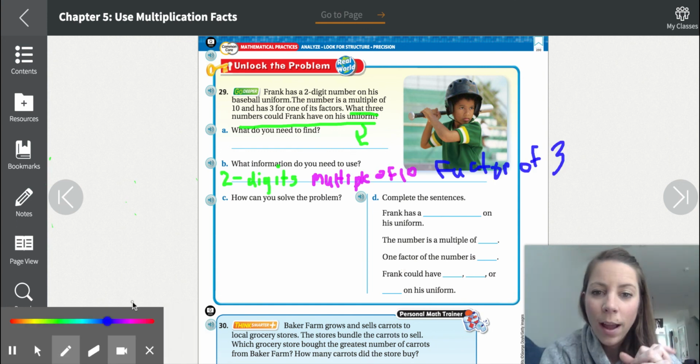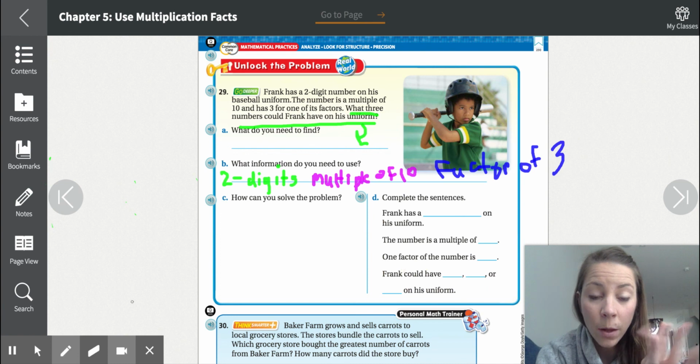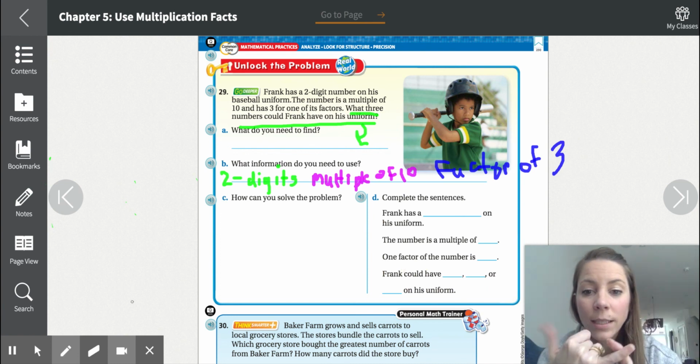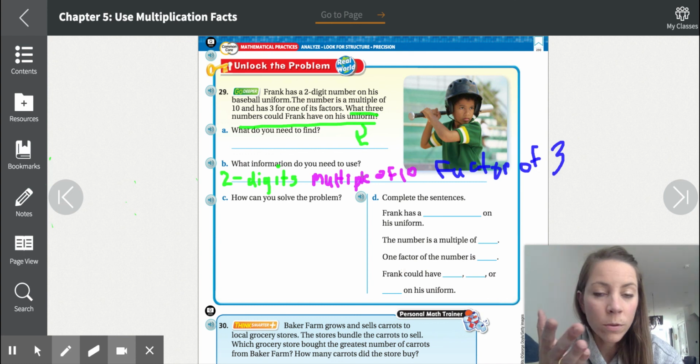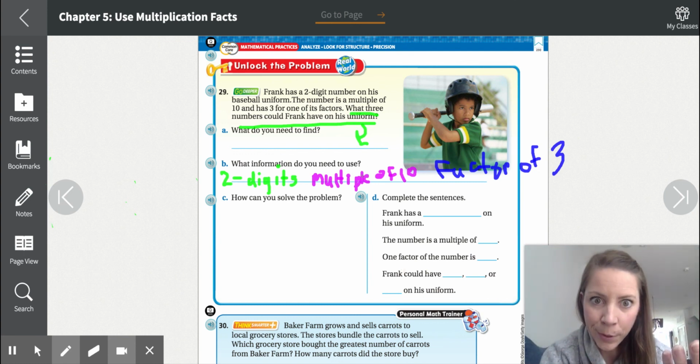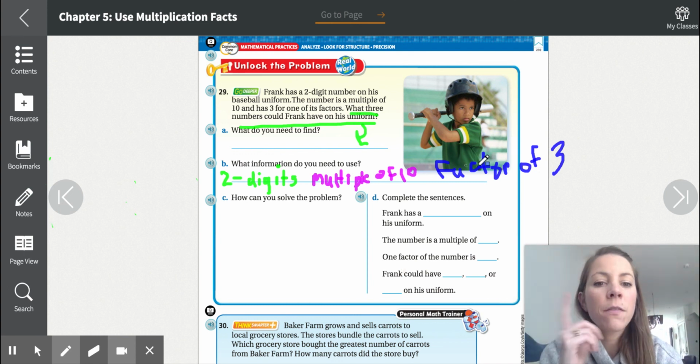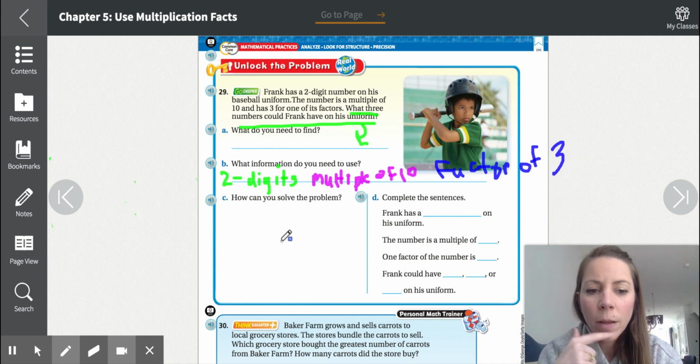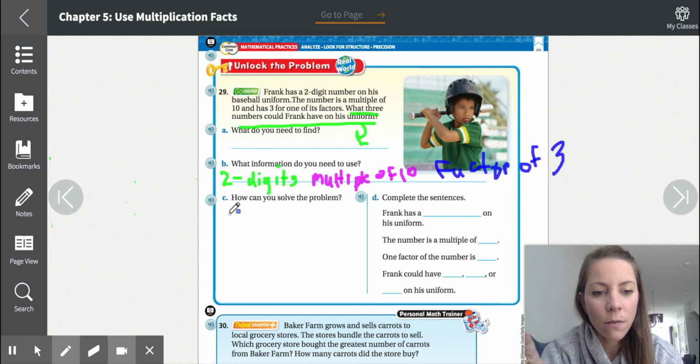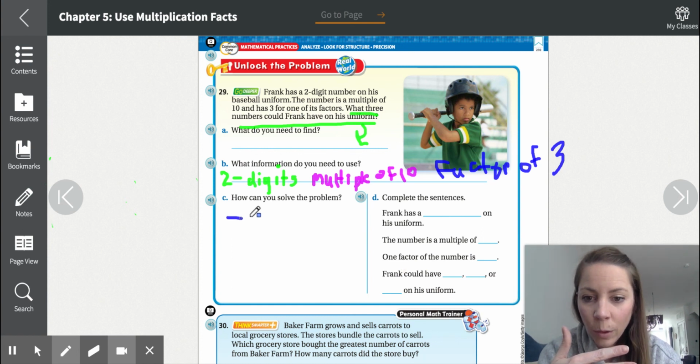Okay, so I put the 3 clues down that we have to follow with our number. Has to be 2 digits. It has to be a multiple of 10. So remember, multiples of 10 just mean it ends with a 0. And it has to have a factor of 3. So basically, we might do some guess and checks to see if a number we guess follows all 3 of these rules, okay?